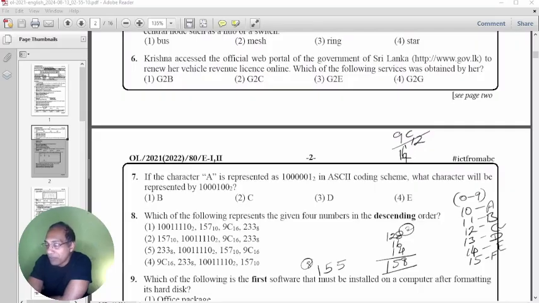16 to the power of 1 multiplied by 9 will give me 144. Plus 12, is that correct? 9 into 16.